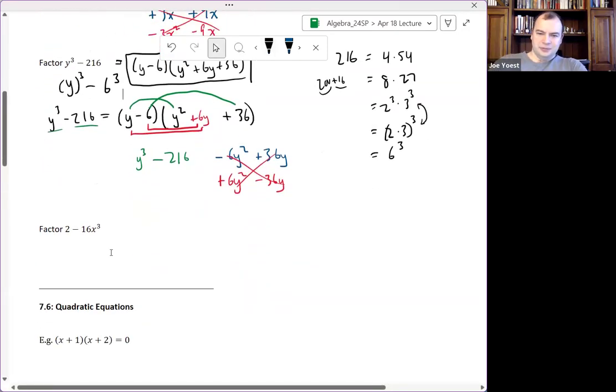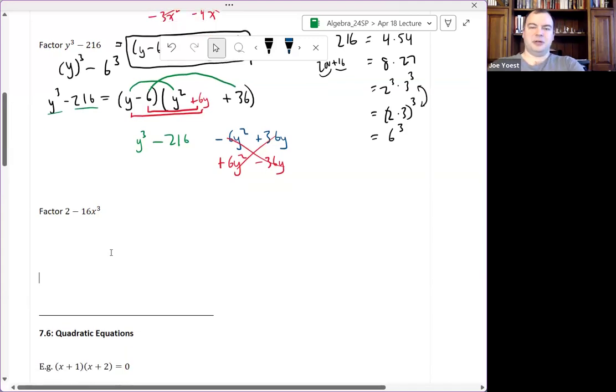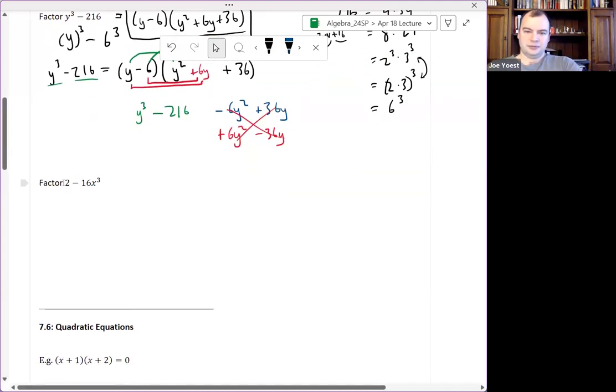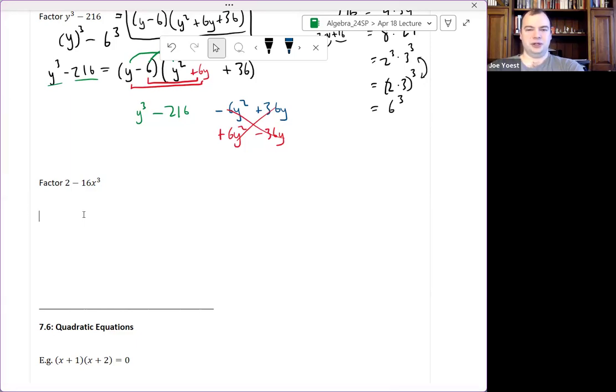And then lastly, before we do a few problems for practice, something like this. Factor 2 minus 16x cubed. And again, I look at this and it doesn't look like a difference of 2 cubes. 2 isn't a perfect cube. 16 is not a perfect cube, although the x cubed is a little suspicious.